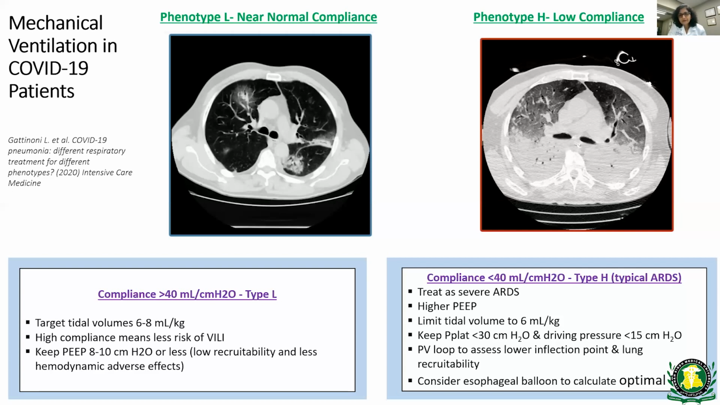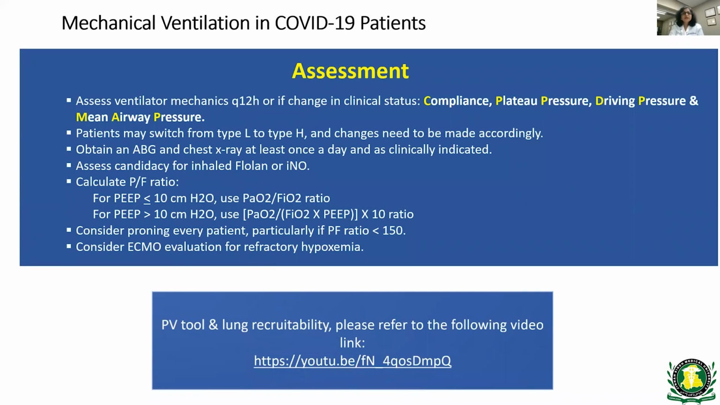It is important to assess the ventilator mechanics every 12 hours or if there's a change in clinical status. Look at the compliance, the plateau pressure, the driving pressure, and the mean airway pressure. As patients may switch from the L type to the H type, and changes need to be made accordingly. Obtain an ABG and a chest X-ray at least once a day and as clinically indicated.